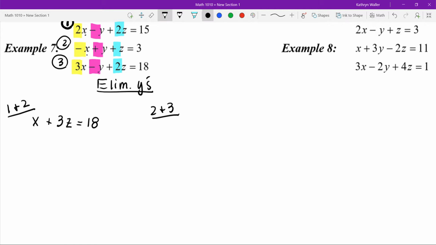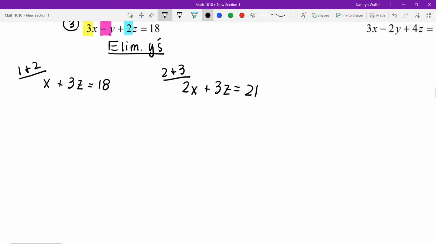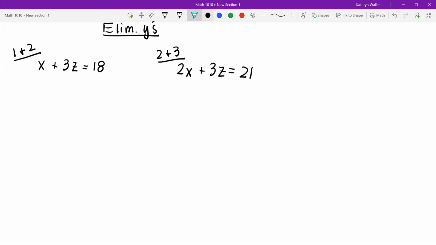You get a negative 1x and a positive 3x. That gives me 2x. Then a positive y and a negative y, those go away. 1z plus 2z is 3z. 18 plus 3 is 21. Okay, so I eliminated the y's, and I eliminated the y's again. Who says I'm with you? Raise your hand up high. Okay, great. Don't highlight yours, but look at mine.